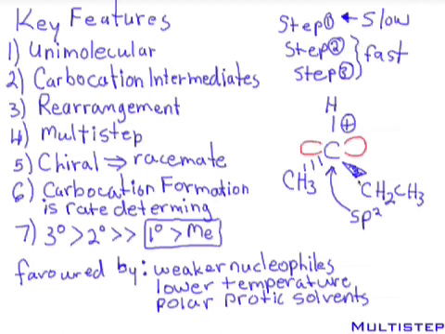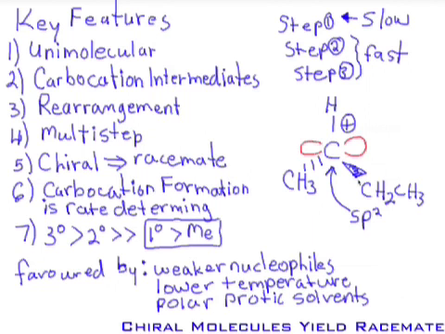Key feature number 4. Well, obviously, this reaction is multi-step. There's a step 1, step 2, step 3. And because it's multi-step, there actually is the formation of intermediates. So points 2 and 4 are related. Point 5, chiral molecules yield a racemate, is because of the shape of the sp squared carbocation.